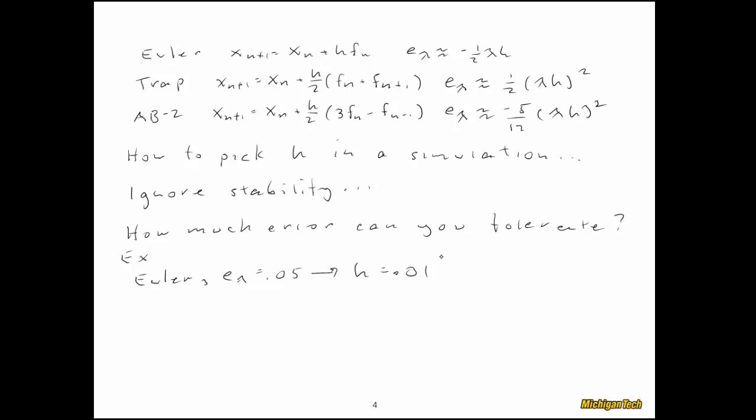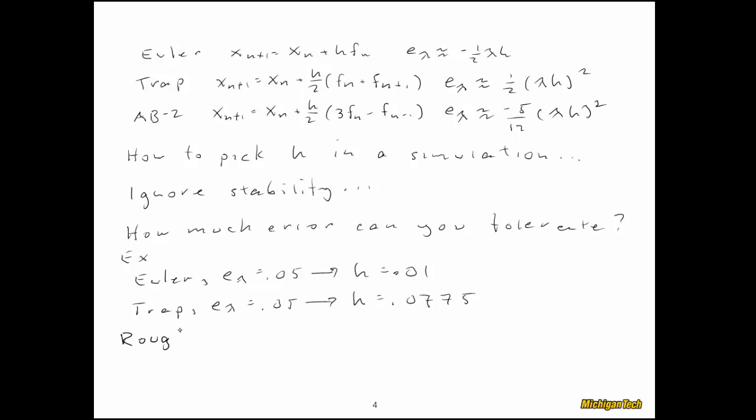So let's say we wanted to compare Euler to trap, and again we had the same requirement of e lambda equal 0.05. Now you back calculate from the 1/12 lambda h squared, and you would get a very different integration time step to satisfy that requirement, 0.0775.